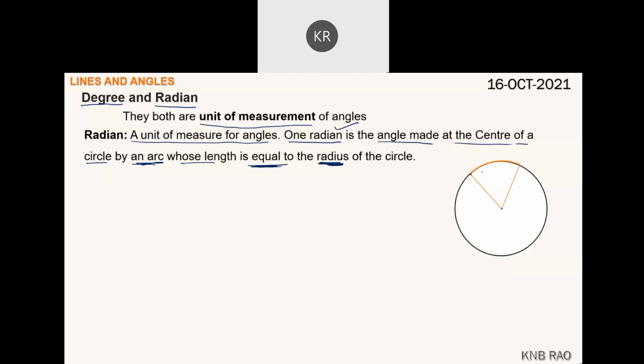If this length is equal to the radius length, then this must be more, na. It is more than the radius, na. Are you getting? Yes, sir. If AB length is equal to OA or OB, because OA and OB are both equal, their radius, then the arc length of AB must be smaller or bigger? Bigger than AB.